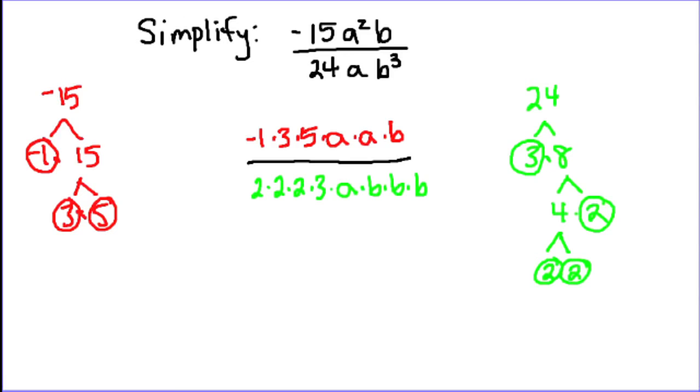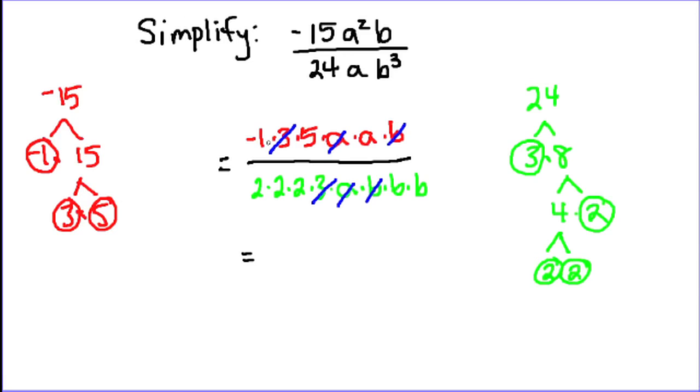And just like before, I'm now going to look for common factors and cancel those out. So there's a 3 in the numerator and a 3 in the denominator. There's an a in the numerator, an a in the denominator, a b in the numerator, and a b in the denominator. There are no other common factors, so now I will put this all back together.